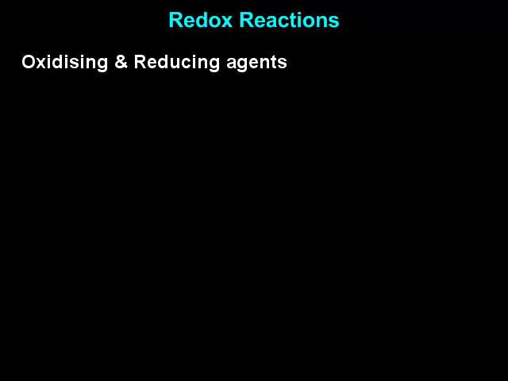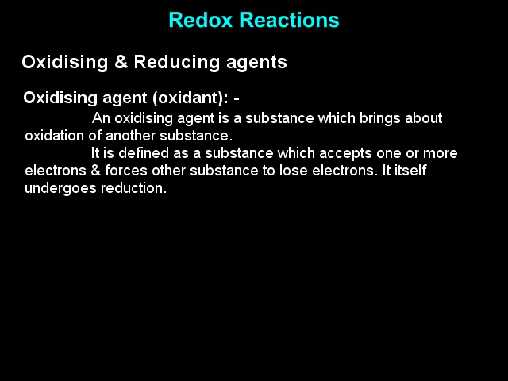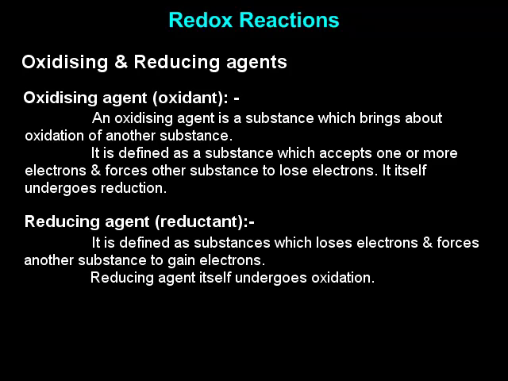Oxidizing and reducing agents. Oxidizing agent, oxidant. An oxidizing agent is a substance which brings about oxidation of another substance. It is defined as a substance which accepts one or more electrons and forces the other substance to lose electrons. It itself undergoes reduction. Reducing agent or reductant. It is defined as a substance which loses electrons and forces another substance to gain electrons. Reducing agent itself undergoes oxidation.